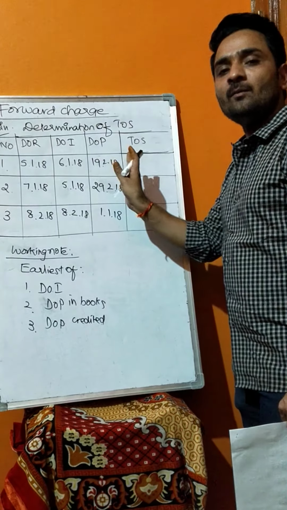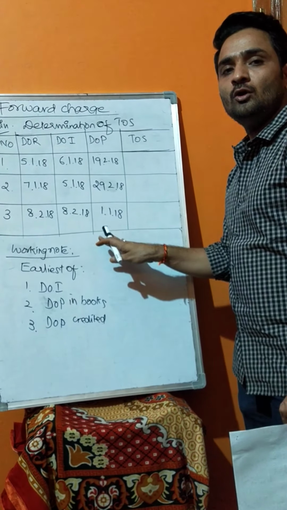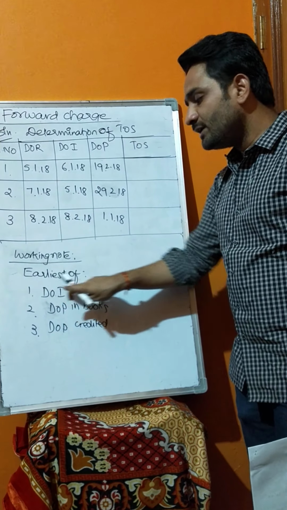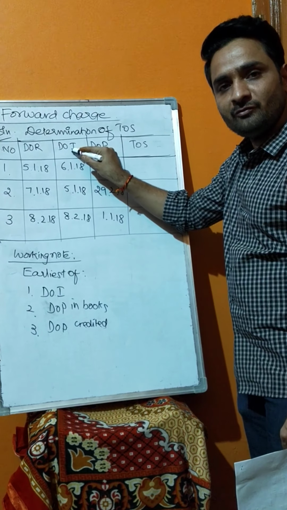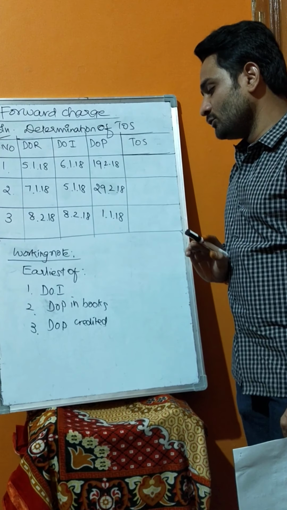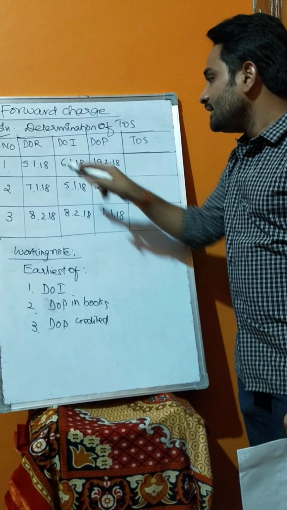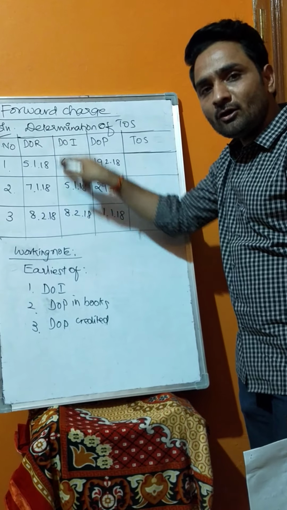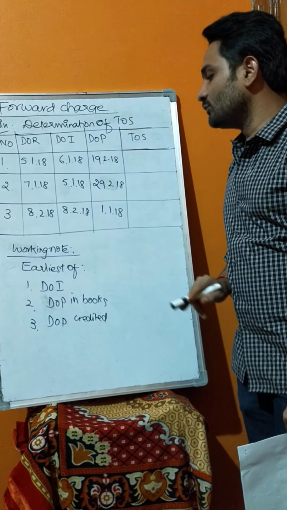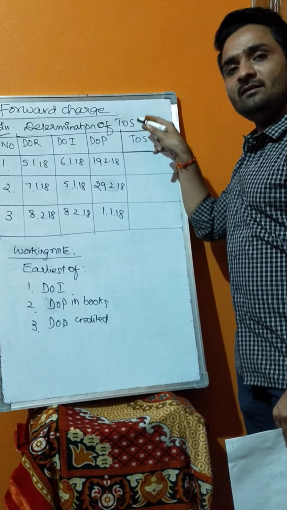Before solving the problem, look at the condition. Working note is required. For every problem you need to write your working note to clarify or to justify your answer. So earliest of date of issue of invoice. Date of issue of invoice is there in every serial number. Date of payment received in the books is nothing but the date on which you have recorded, nothing but the date on which you sent the goods, shall be taken as date of payment recorded in the books. And third one is date of payment credited, that is nothing but date of payment received.